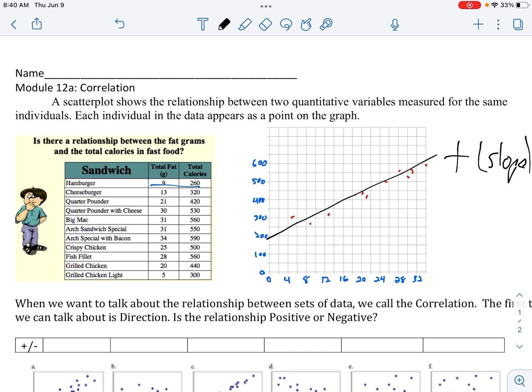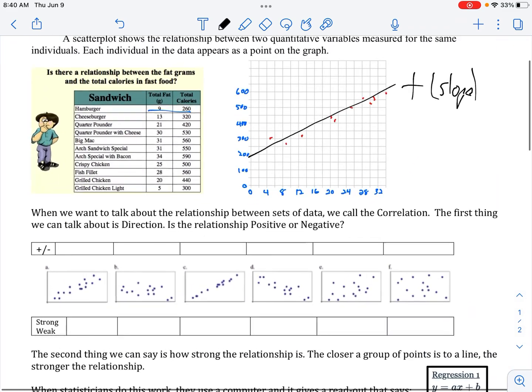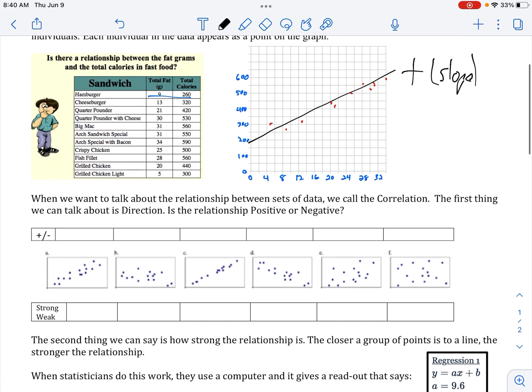And also, notice how all these points are pretty close to that line that I could create. We call it a line of best fit. There's other ways you can call that line, but basically they are very tightly related to a line, and that's what makes them such a good or strong relationship. All right, so we're going to take that concept and apply it down here in the next section.